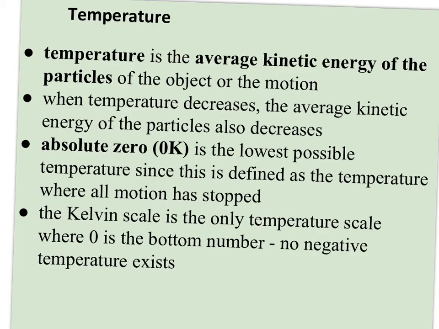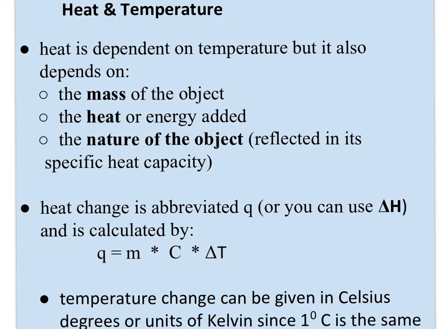And just a quick word on temperature. Temperature is the average kinetic energy of the particles of the object, or the motion of the particles. So when temperature decreases, the average kinetic energy of the particles also decreases. That means 0 is really the lowest possible temperature. And Kelvin's the one who realized this, that if temperature is motion, then at 0 motion, it's 0 temperature, and there is no negative temperature. So that's why we use the Kelvin scale, because it's the only one where there is absolute 0. That's the bottom. There is no more.